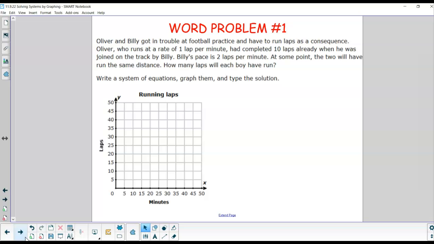At some point, the two will have to run the same distance. How many laps will each boy have to run? Write a system of equations, graph them, and type the solution.